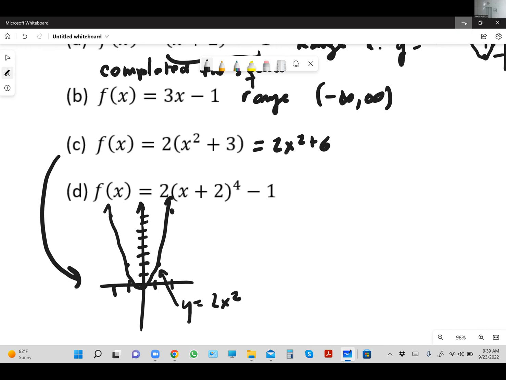So 2x squared plus 6 would be this same graph, but starting at 6. Your range should be y is greater than or equal to 6. Yep. That's all it is.